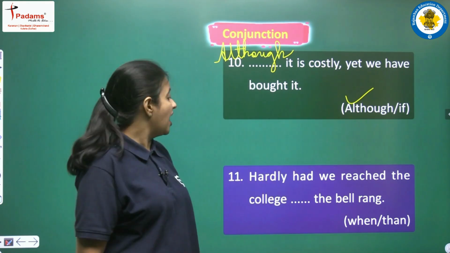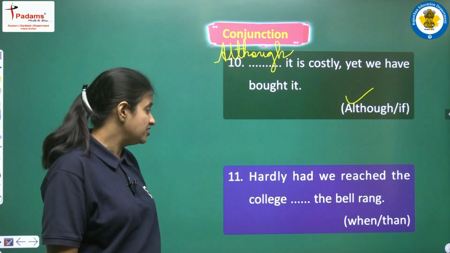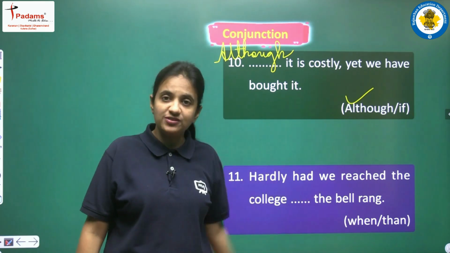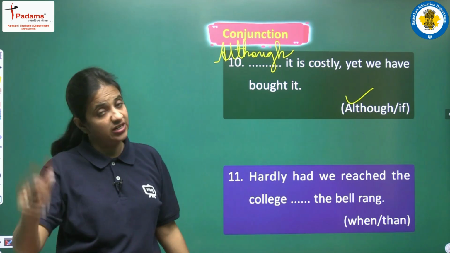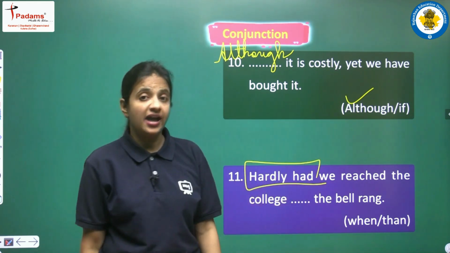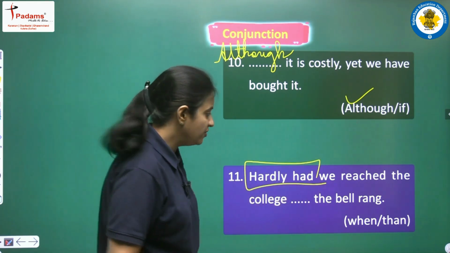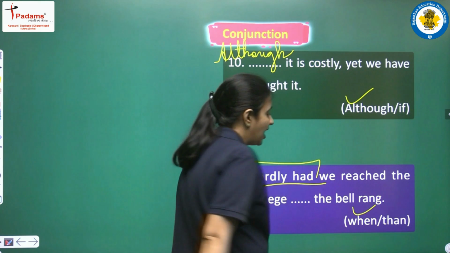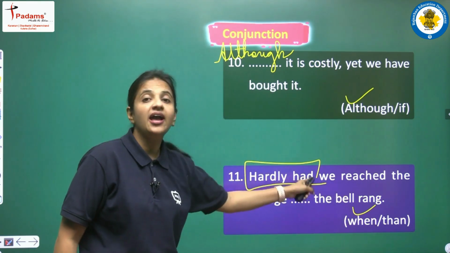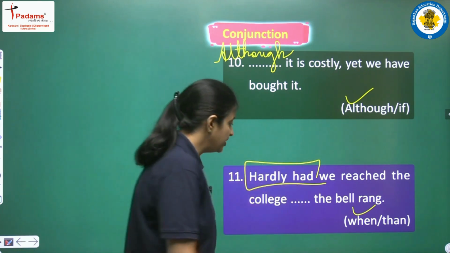Next sentence, hardly had we reached the college, the bell rang. Again, one more kind of sentence structure we are having here. So students, be very careful. If we are having hardly had, in such sentences we have to use when. We are having two options with us, when and then. So hardly had is always used with when.